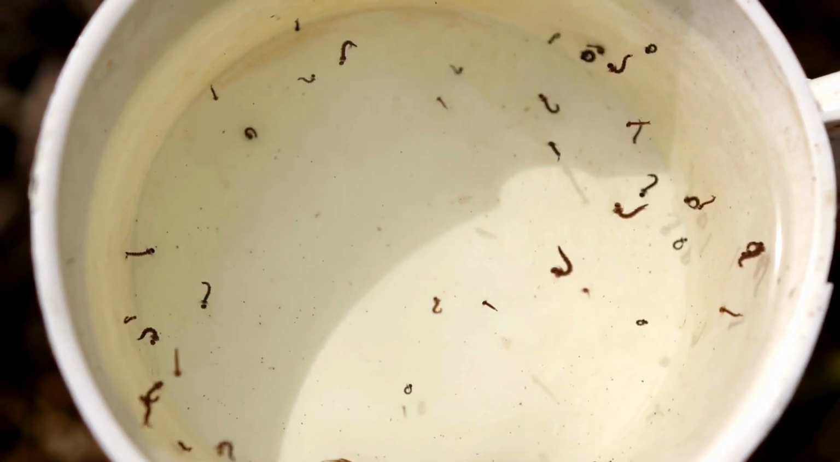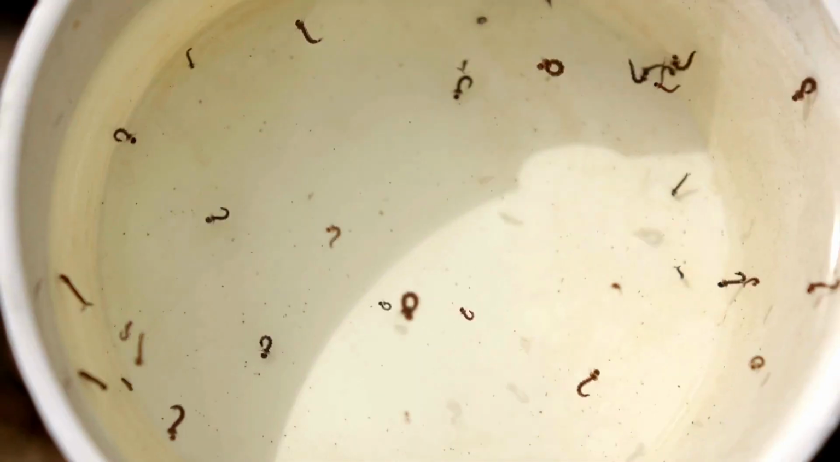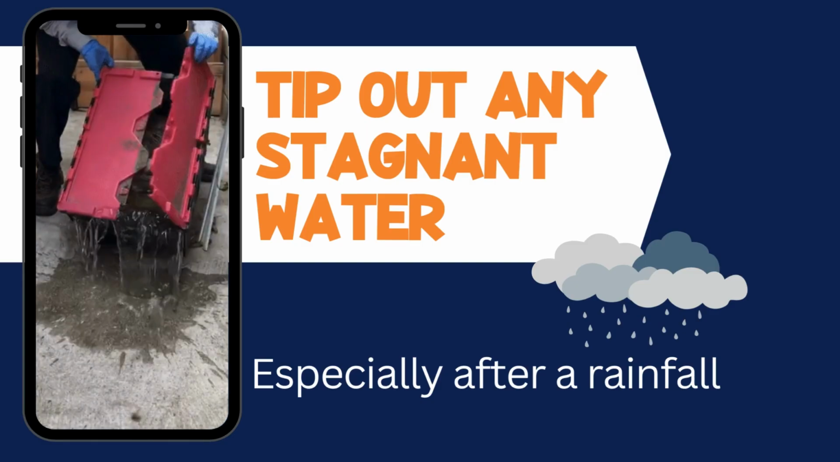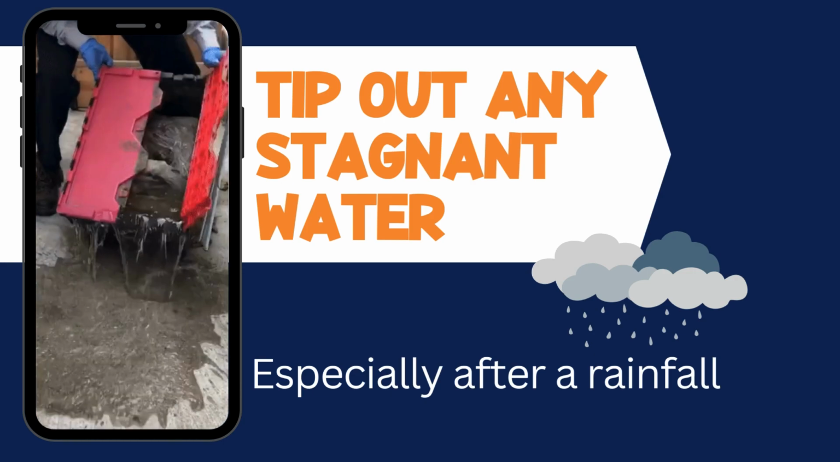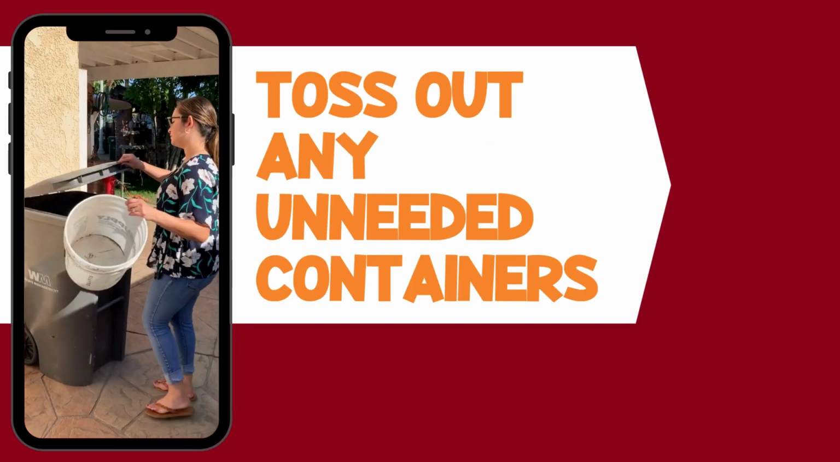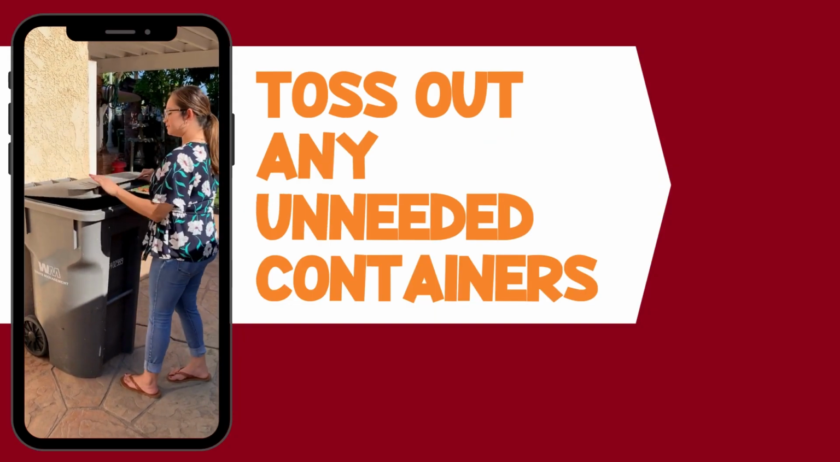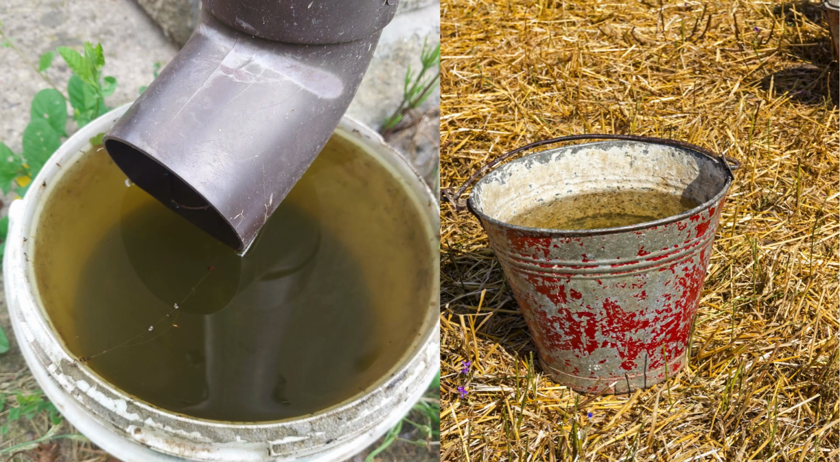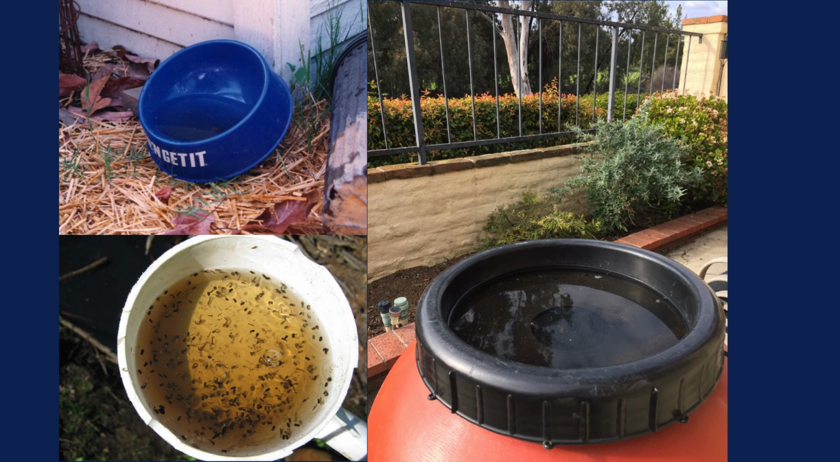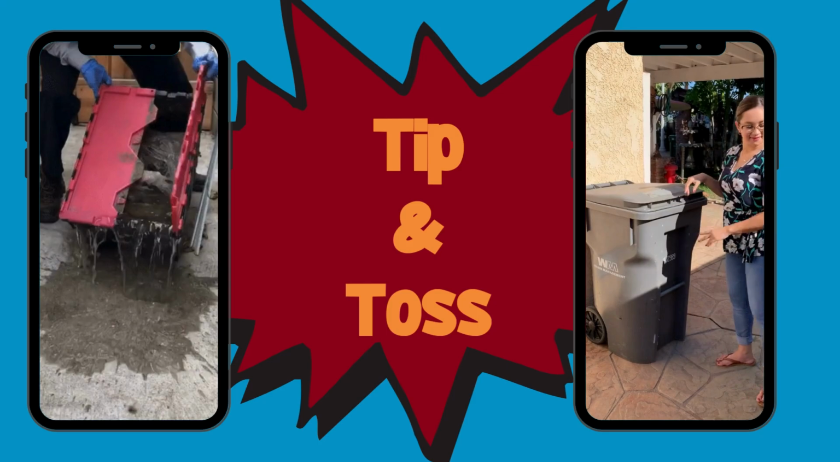Now that we know mosquitoes need water to grow, it's important to tip and toss. So it's always important to tip out any stagnant water, especially after rainfall. It is also important to toss out any unneeded containers. This can be buckets, toys, or any other containers that can collect water. So that's why we tell our students to tip and toss.